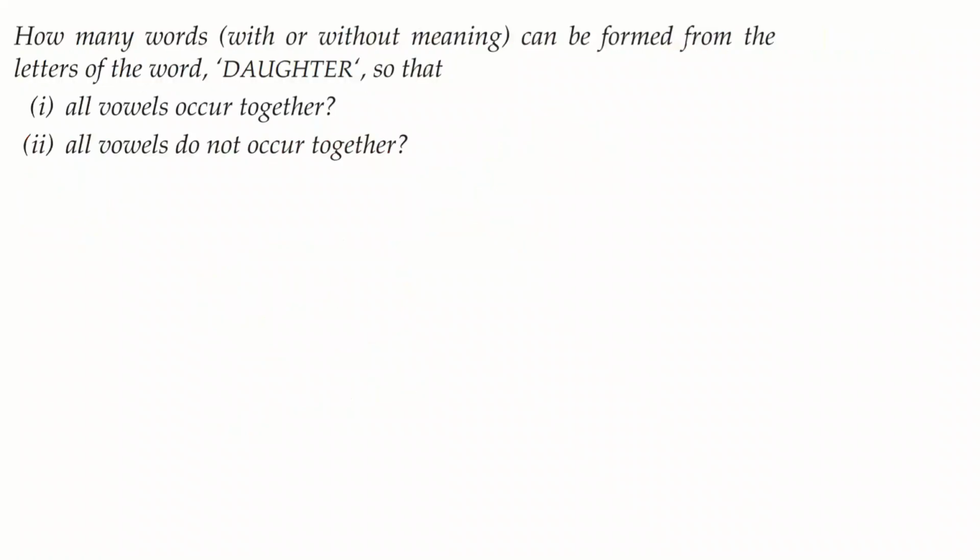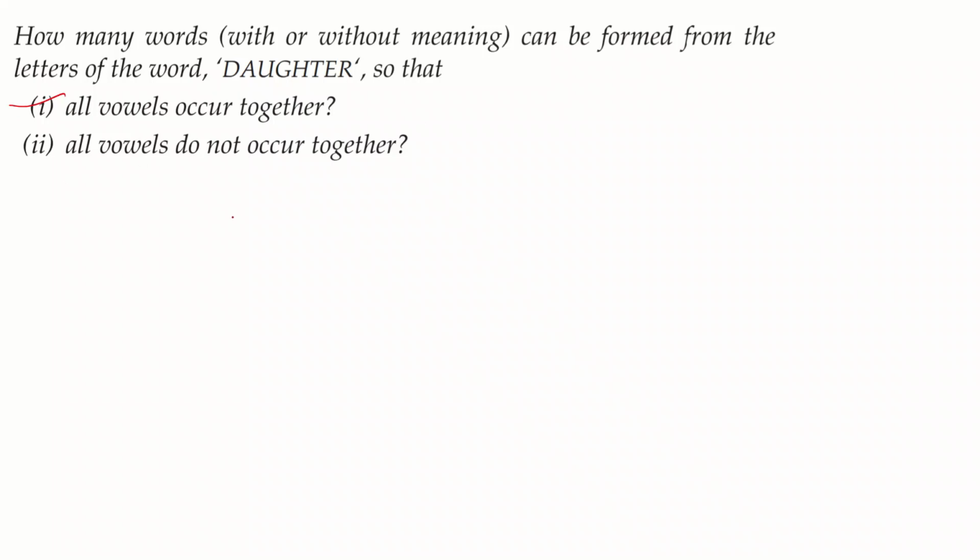How many words, with or without meaning of course, can be formed from the letters of the word daughter? Remember that all the questions that we are taking right now have distinct letters. None of the questions that we have taken so far have repeated letters. If you observe, the letters are all single over here. There is nowhere you will find twice D, twice A, twice U. All of them appear just one time. So how many words, with or without meaning, can be formed from the letters of the word daughter so that all the vowels are together?